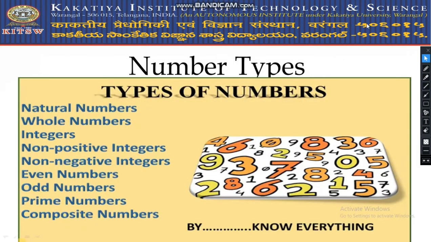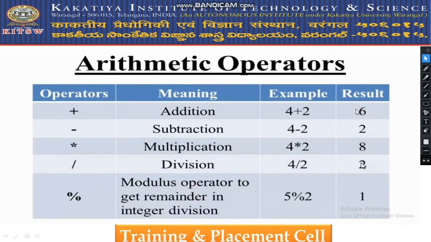Then number types. Again, when you see these, it may seem childish for you, but once you get into the concepts, you will understand how important these are. You should know the difference between natural numbers, whole numbers, integers, non-positive, non-negative, even numbers, odd numbers, prime numbers, co-prime numbers. There are many such types of numbers which you should know so that you can understand this aptitude well. The next requirement is that you should be good at all arithmetic operations like addition, subtraction, multiplication, division, and the modulus operator. These are very basic but come very handy in this aptitude.